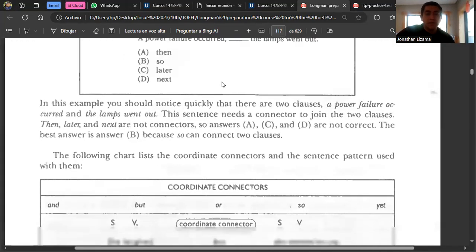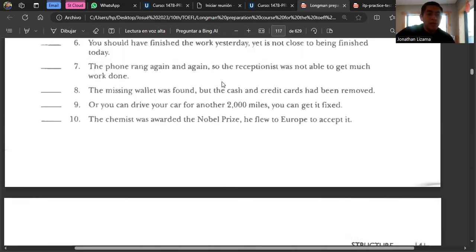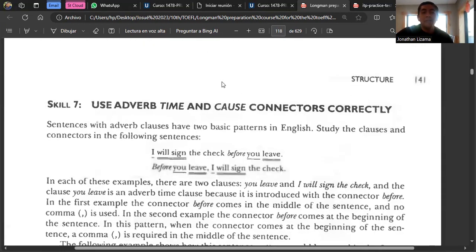Okay, now we have to move to this one, adverb. Yeah, we see something that I have already explained to you. It says coordinating connectors. These are not coordinating.